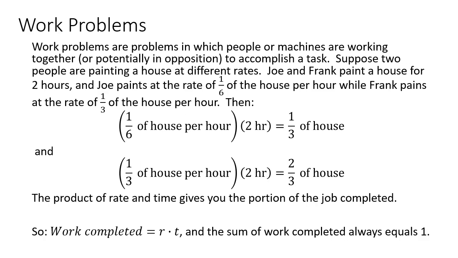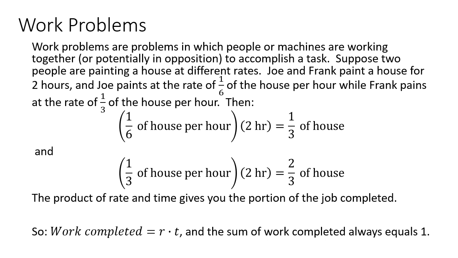This brings us to our final type of word problem of this section, and these are work problems. Work problems are whenever two people or machines are working together, or sometimes even working against each other, to accomplish a task. As a base example, suppose two people are painting a house at different rates.